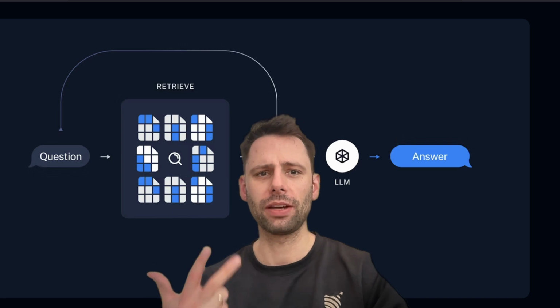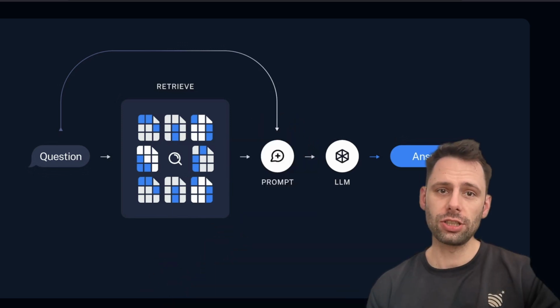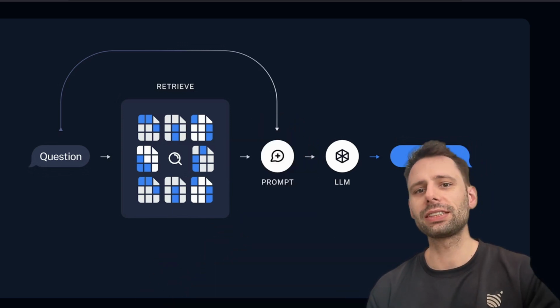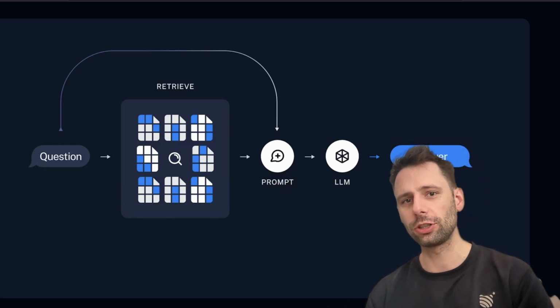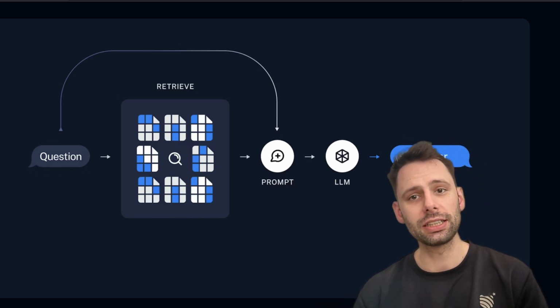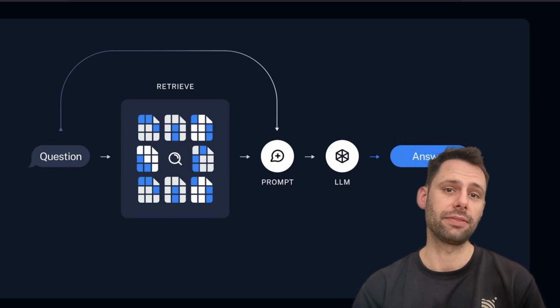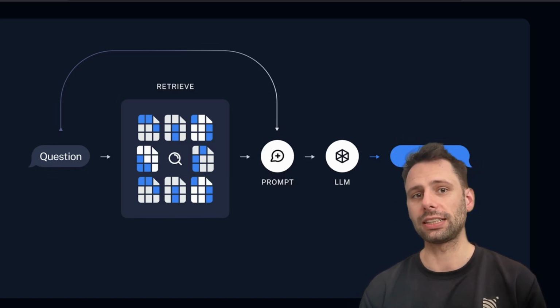Here's the pipeline. We have 3 steps. Step 1, ingestion. You take your documents, PDFs, text files, database records and split them into chunks. Each chunk gets converted into a vector, a numerical representation of its meaning. Those vectors get stored in a vector database.